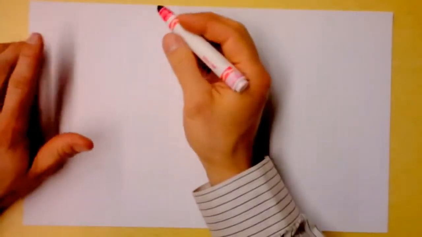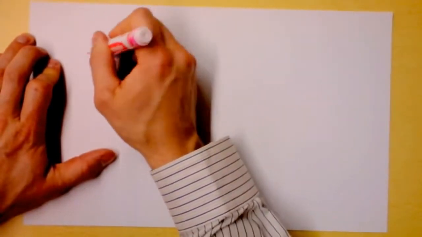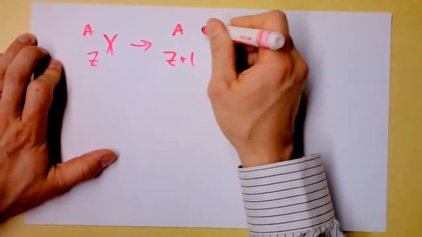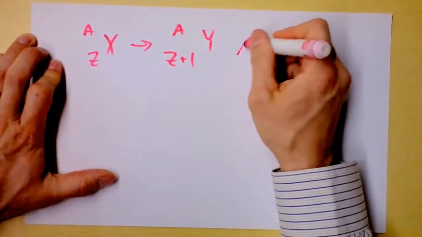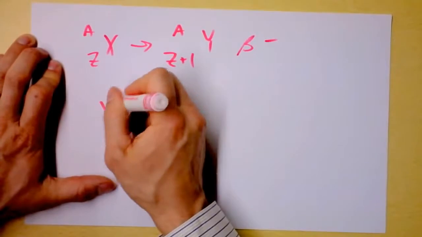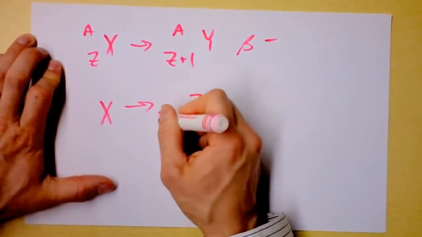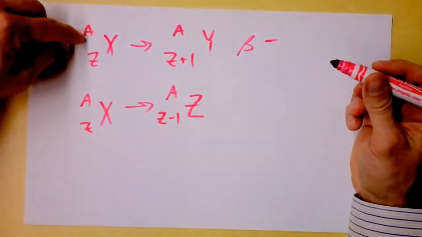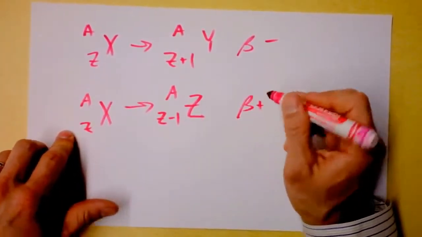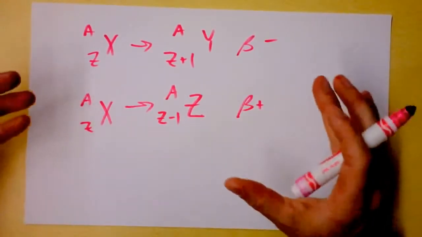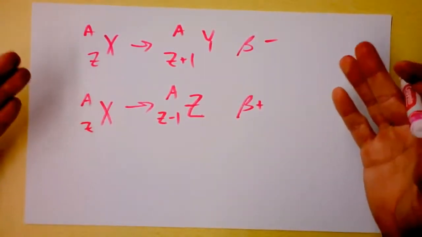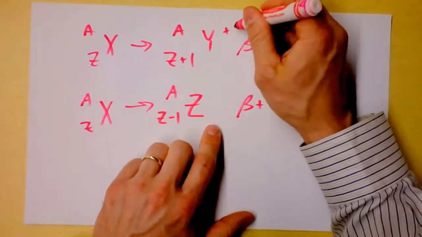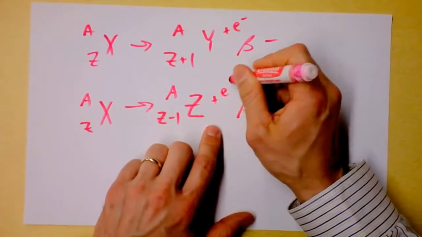Here's the thing. When stuff decays like this, I've got something with Z and A going to something with Z plus 1 and A, with this beta minus. And I could also have the possibility of going to Z minus 1, and this would be electron release, and this would be electron capture. This is called beta plus decay. Energy has to be conserved, and momentum has to be conserved. This has got an electron coming off here, and this has got a positron coming off here.